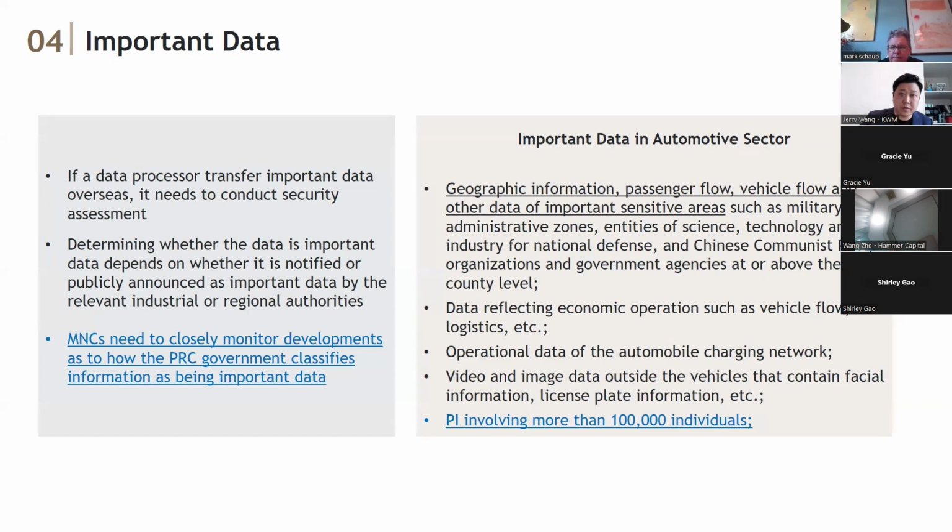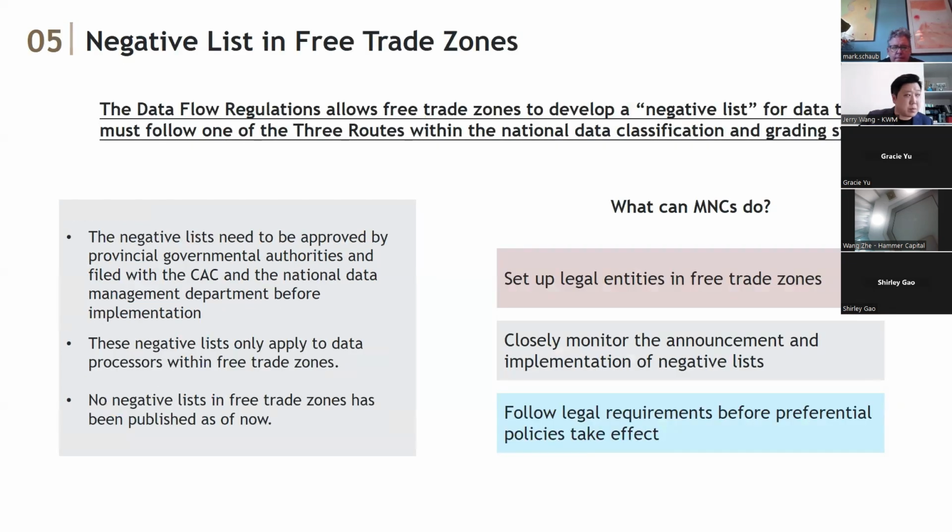Yes, indeed. Another concept provided by the new regulation, now clarified, is the free trade zone. We have quite a few free trade zones in China. Basically, every province has a pilot zone for international trading. It's now clarified that free trade zones in China can develop their own negative list. The concept of a negative list is that all the data set out in that list will absolutely need to trigger the government procedures like the security assessment.